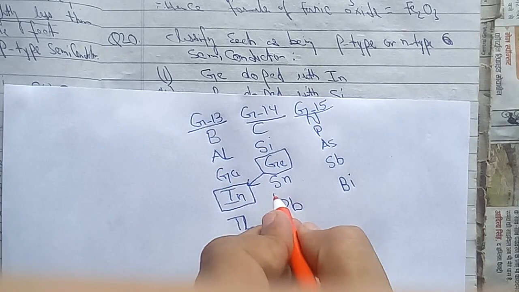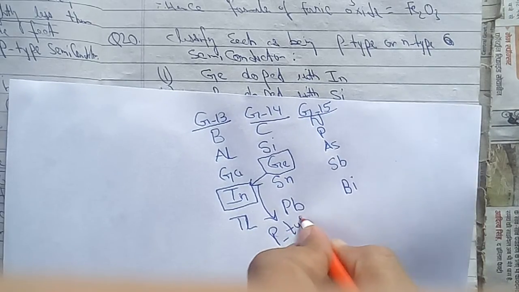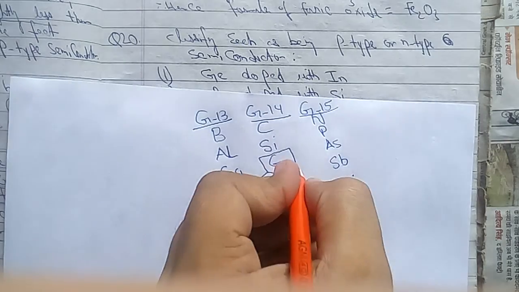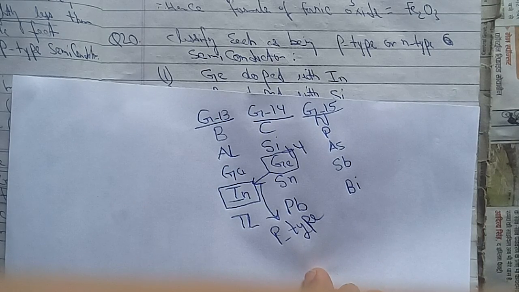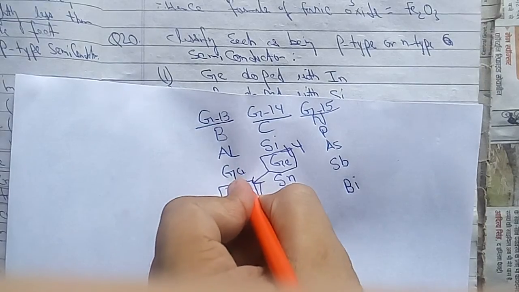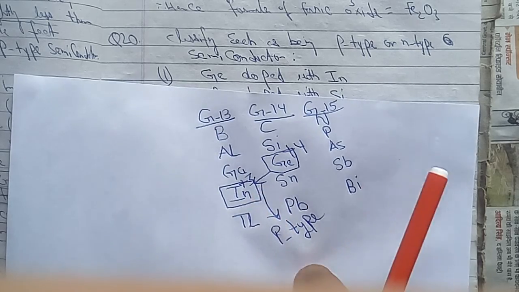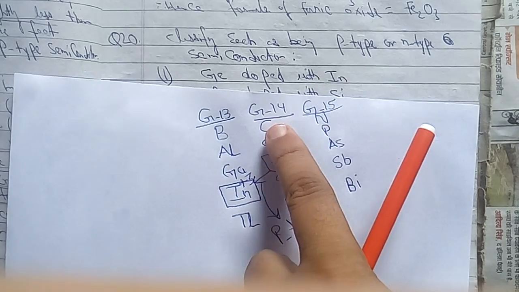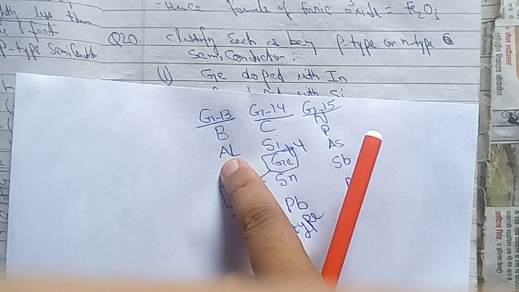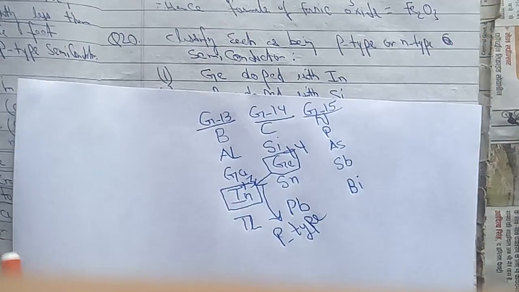Just keep in mind, if group 14 elements are doped with group 13 elements, then positive holes will be created and they are called p type. Germanium is plus 4, and indium can lose plus 3. So from plus 4 it changes to plus 3. Therefore positive holes are created by going back from plus 4 to plus 3. Group 14 doped with group 13 elements gives p type semiconductors.